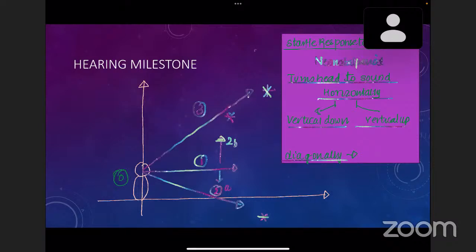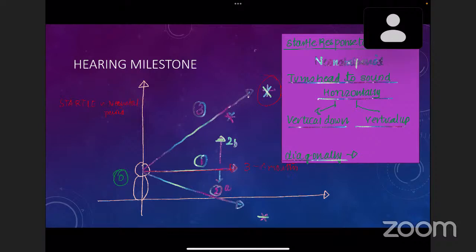Whenever you give a noise or startle, if you beat the bed, the child will startle. The startle response is the first response of the hearing milestone that appears in the neonatal period, within the first 28 days of life. And then turning to sound: once a sound is produced by something, the child will face that particular direction. The child will not look up or down, just face the direction where it is produced. This is produced at the age of 3 to 4 months, most probably.